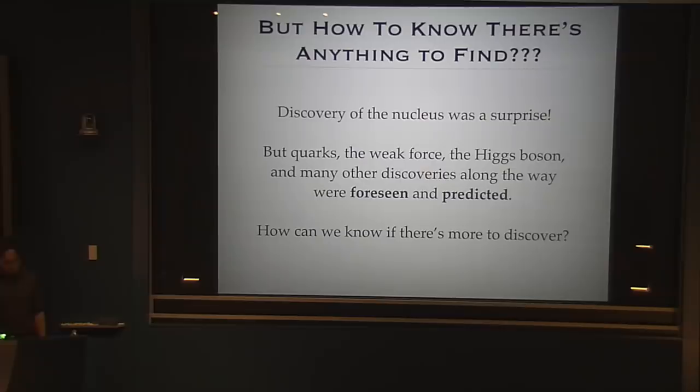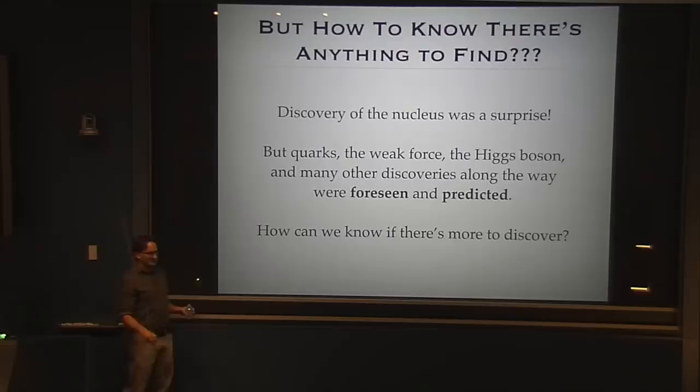So the discovery of the nucleus was something of a surprise, but actually many of the other discoveries along the way, some of them I skipped for brevity, like the discovery of quarks, of the weak force, the Higgs boson, and many other things, were actually foreseen and predicted by theorists. And so it's natural to ask, how did we know there was something to look for?